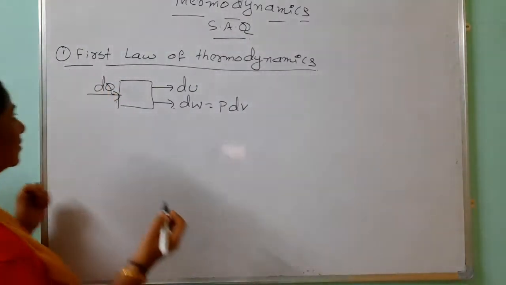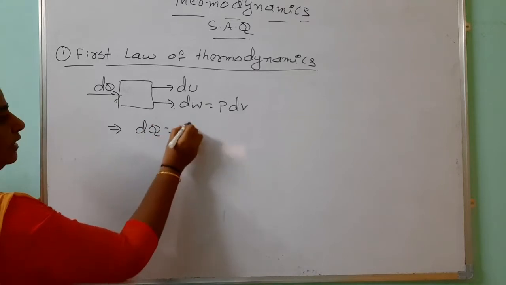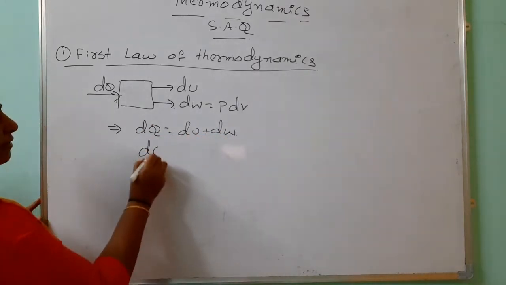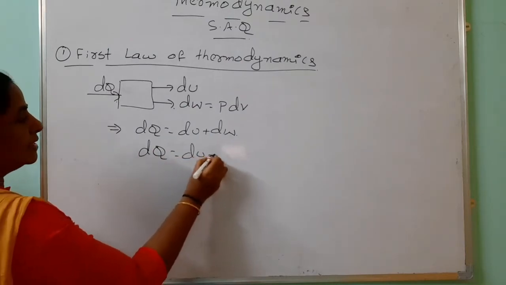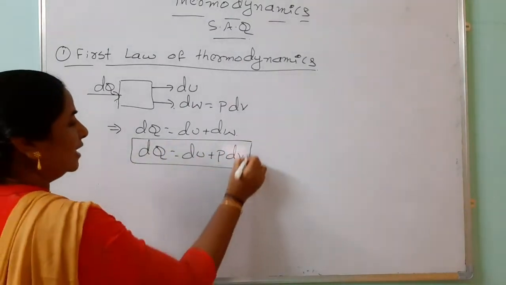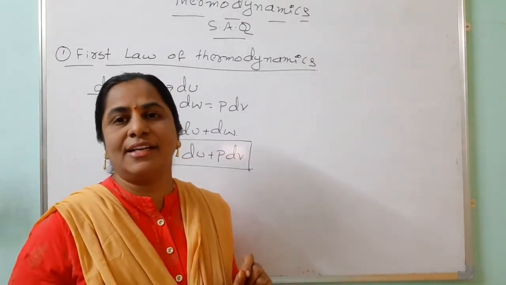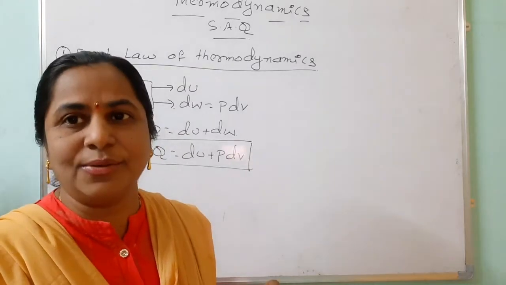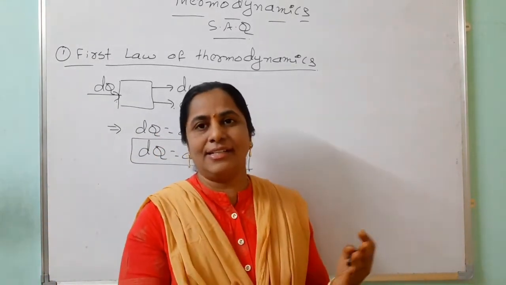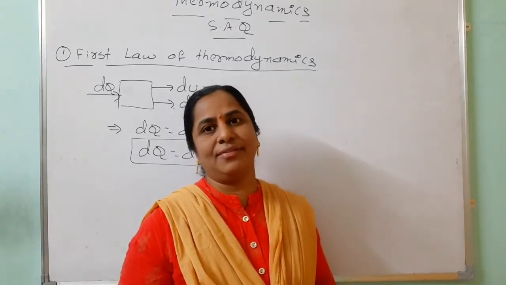Then how to write the first law of thermodynamics? dq equals du plus dw. Now dq equals du plus pressure into change in volume. So when we write the statement of the first law of thermodynamics, what is it? When you provide heat energy to the system, it is utilized in two ways. A part of the energy is to increase the internal energy, the remaining part is to do some mechanical work. That is called the first law of thermodynamics.